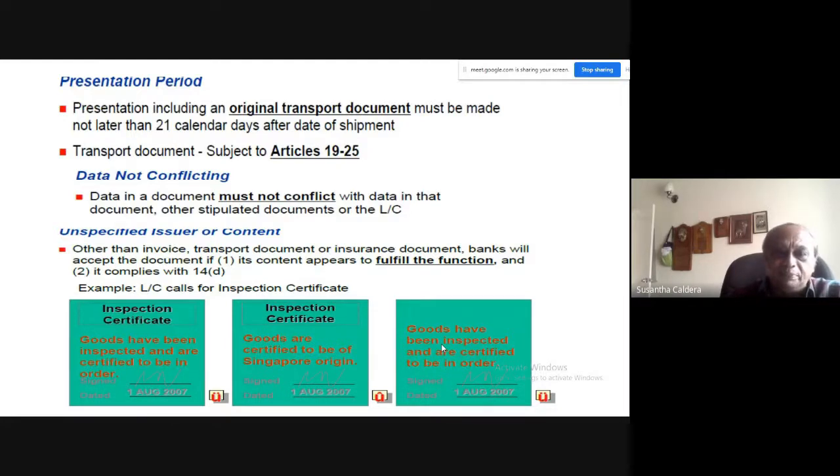Examples: the LC calls for an inspection certificate. Inspection certificate: goods have been inspected and are certified to be in order. Right? Accept. Inspection certificate: goods are certified to be of Singapore origin. Right? Goods have been inspected and are certified to be in order.